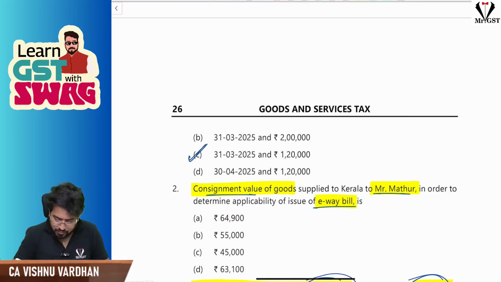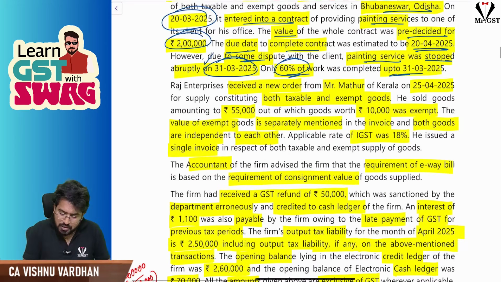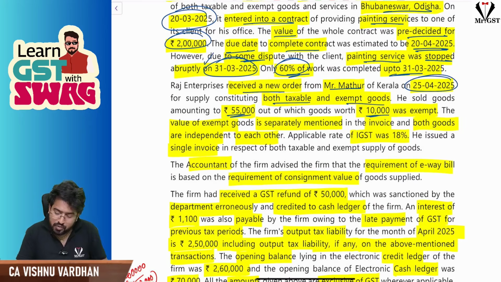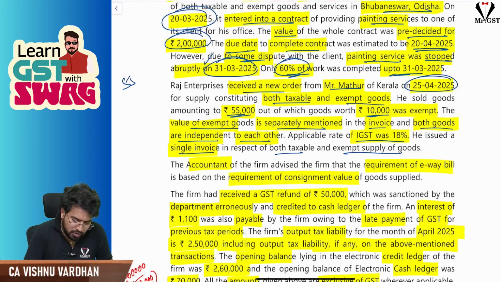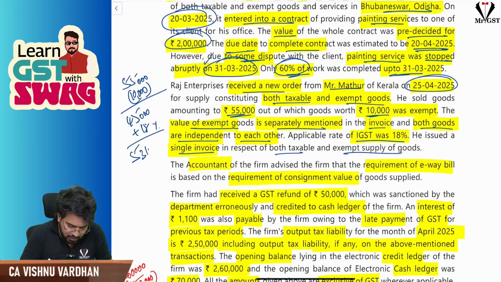Option C. Okay, right. Next, received a new order from Mr. Mathur, Kerala on 25th April, both taxable and exempt goods, 55,000 worth, out of which 10,000 is exempt. So total value 55,000, and out of that 10,000 is exempt. Value of exempt goods is separately mentioned in the invoice. Both goods are independent of each other, and IGST was 18%. He issued a single invoice for both taxable and exempt supplies. So, as you know, 55,000 is the value, out of that 10,000 is exempt. So 45,000 plus 18% should be the consignment value, that is 53,100.